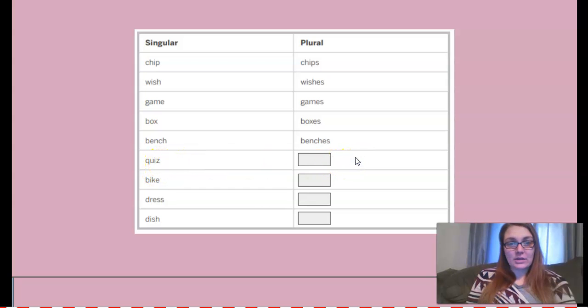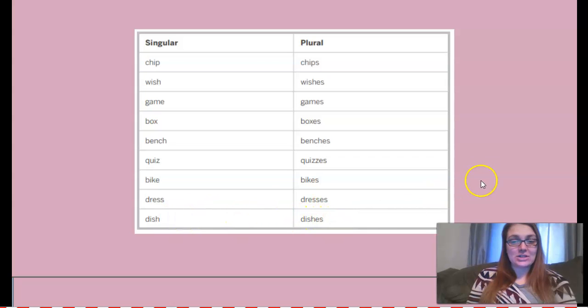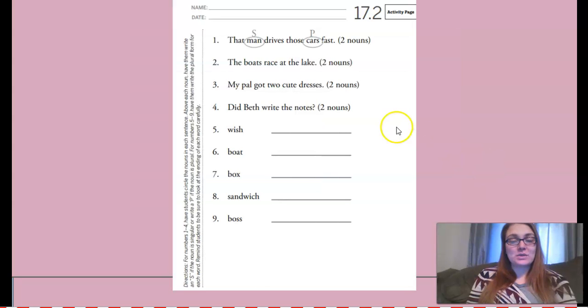Quiz becomes quizzes. Now that's tricky. We didn't talk about that, but in this word, we had to double the last consonant and add ES. Bike becomes bikes. Dress, dresses. And dish is dishes. Good job.